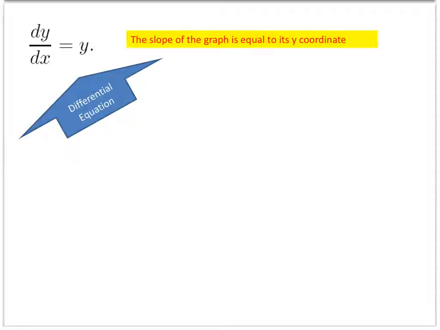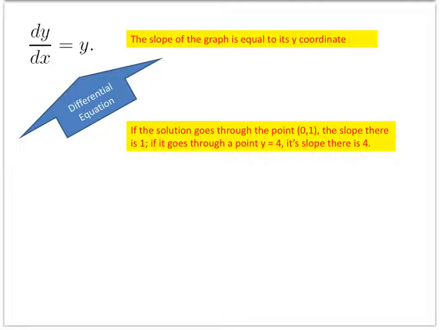All right, so in other words, this differential equation says dy/dx equals y. If you go back to the beginning of the course, when we first started doing derivatives, I told you it's not a big deal. All a derivative is, is a slope. So the slope of this graph is whatever the y-coordinate is. If the solution goes through the point (0, 1), then the slope there would be 1. If it goes through y equals 4, then the slope there would be 4.